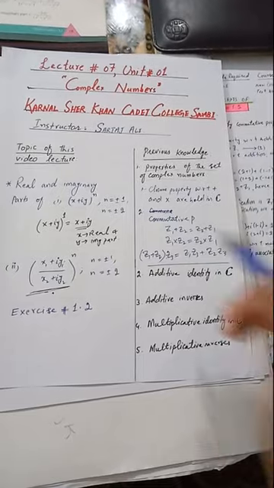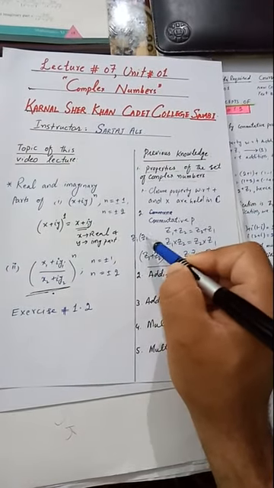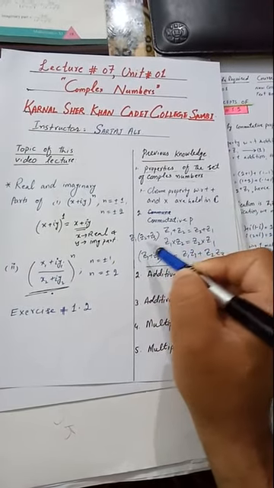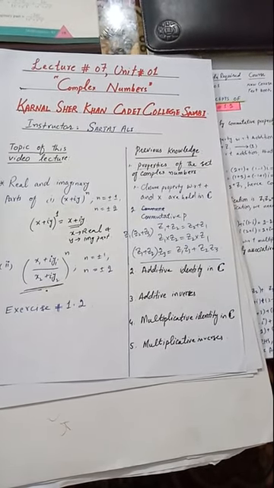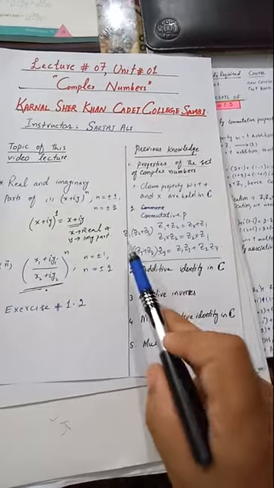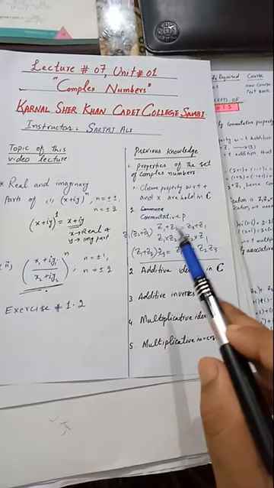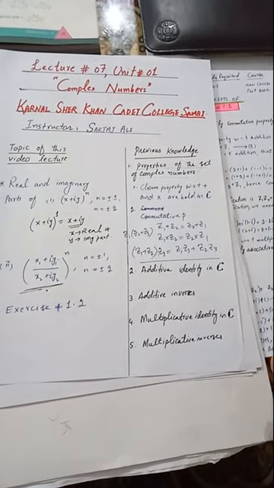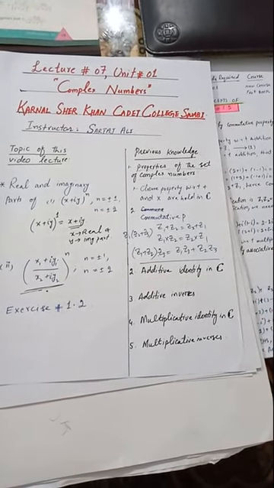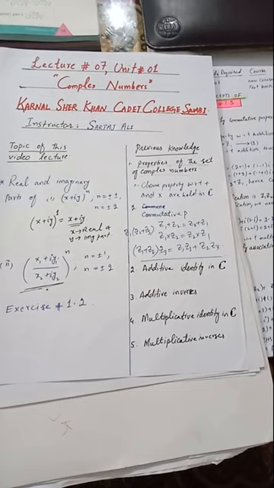So that is z1 multiplied by (z2 + z3), which is equal to z1z2 + z1z3. So this is the left distributive property of multiplication over addition, because you see that in this case z1 is distributed over z2 and z3 from the left side, and in the other case z3 is distributed over z1 and z2 from the right side. So these are the distributive properties.